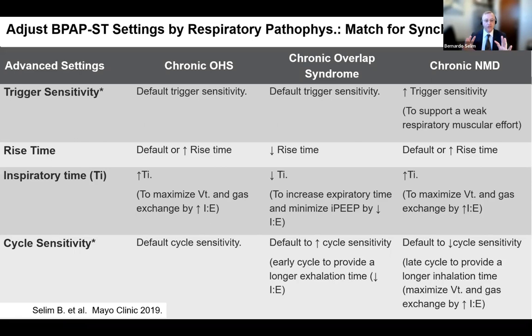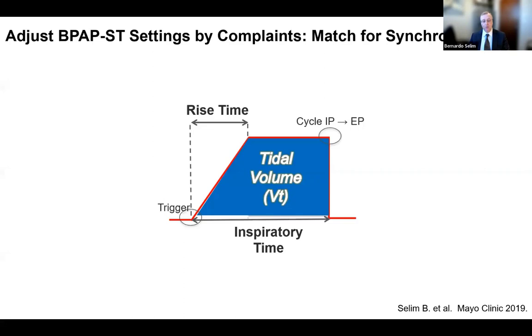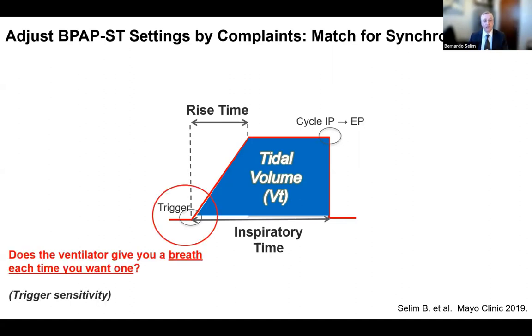Again, not all patients will need changes in these settings, but some of them who cannot tolerate the machine may need some changes. And you're going to say, how do I know that? Well, you know that because you ask your patient, and you have three questions that I want you to take out of this talk. Question number one, to your patient: does the ventilator give you a breath each time you want one? If the answer is no, then you start thinking that the patient may have a trigger problem. And then you go to the trigger sensitivities and you may change it.